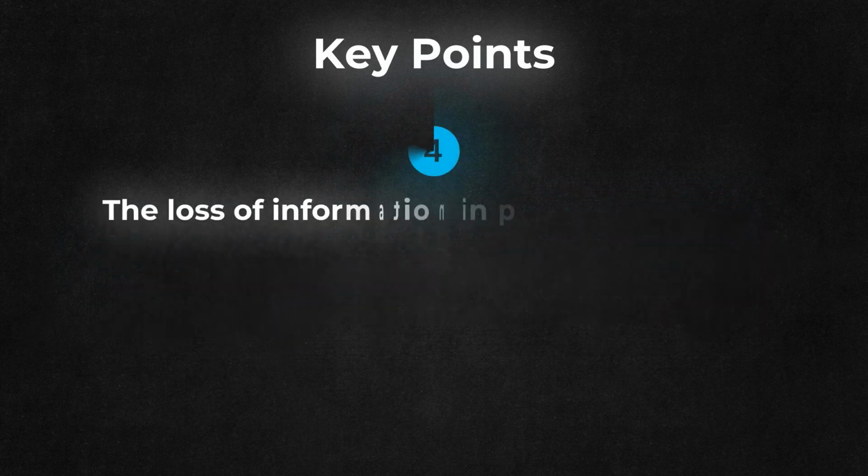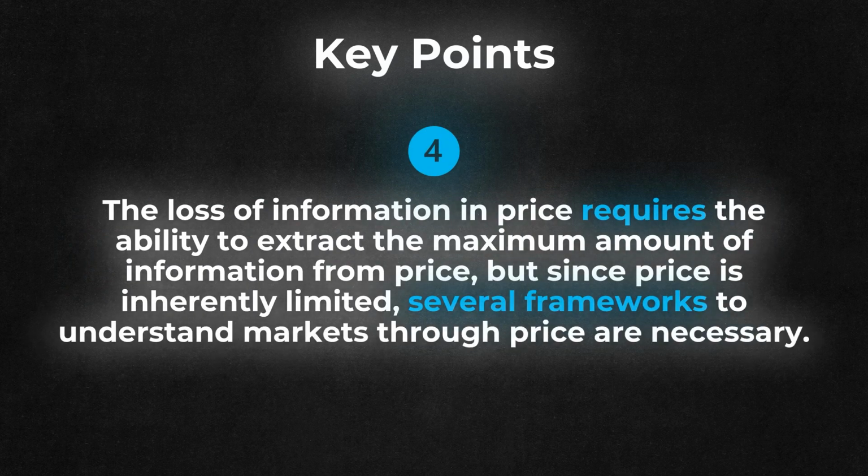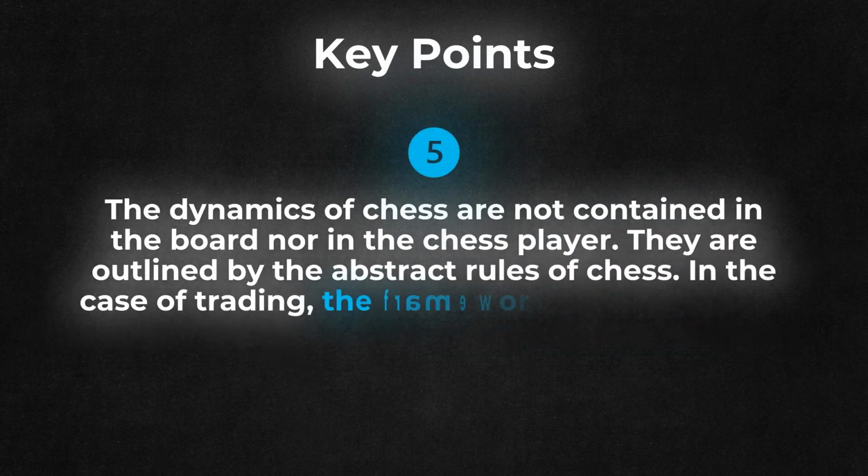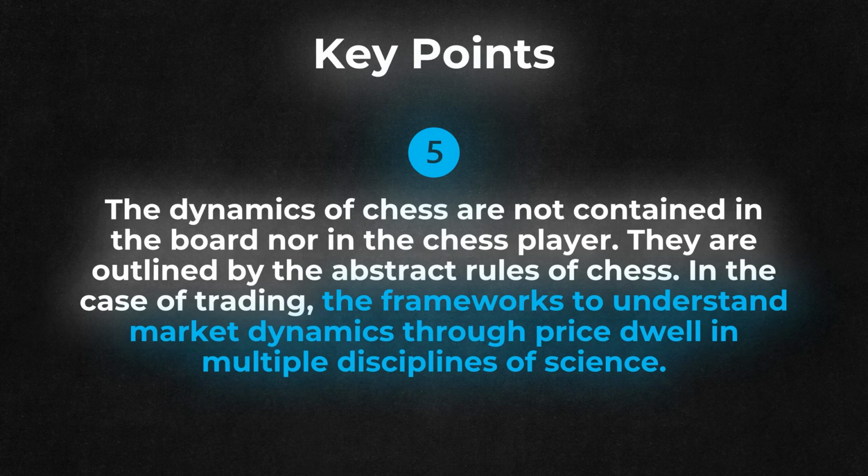The loss of information in price requires the ability to extract the maximum amount of information from price. But since price is inherently limited, several frameworks to understand markets through price are necessary. The dynamics of chess are not contained in the board nor in the chess player. They are outlined by the abstract rules of chess. In the case of trading, the frameworks to understand market dynamics through price dwell in multiple disciplines of science. In the next part, we'll talk about why trading requires a multidisciplinary and interdisciplinary approach rather than a monodisciplinary one. Make sure you fully understand the distinction between the concepts of market, price, and trading first, before moving on to the next parts of the course.